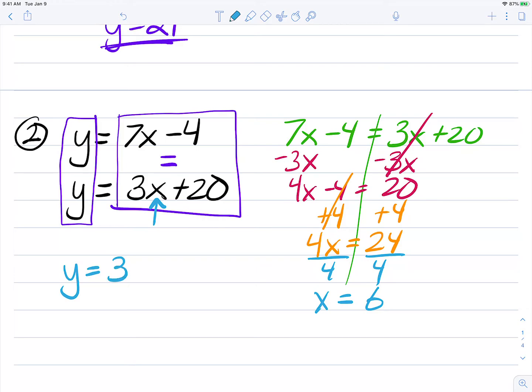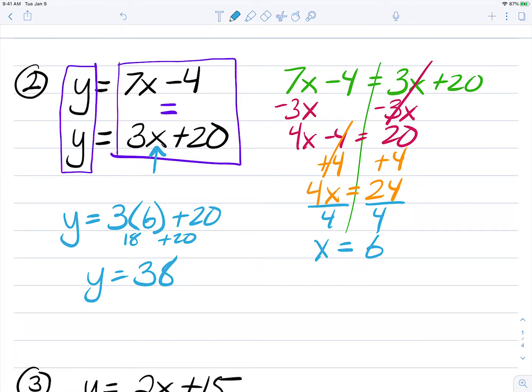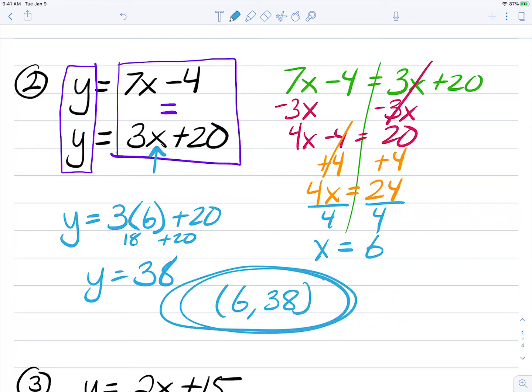Y equals 3 times 6 plus 20. 3 times 6 is 18. 18 plus 20 is 38, which means that these two lines cross, their solution is 6 comma 38, which is not a point that you want to have to graph because that's a really huge graph. So it's nice to be able to solve it algebraically without graphing.